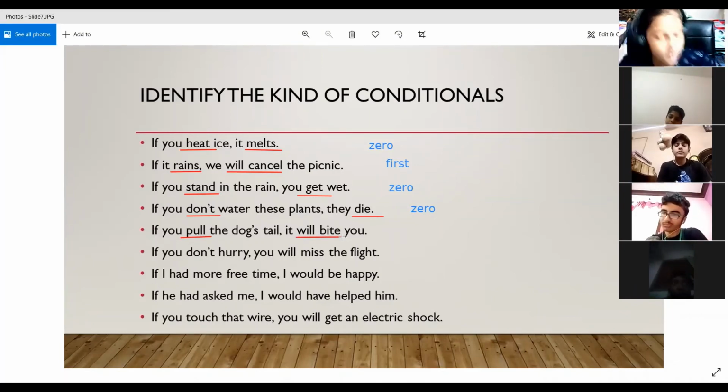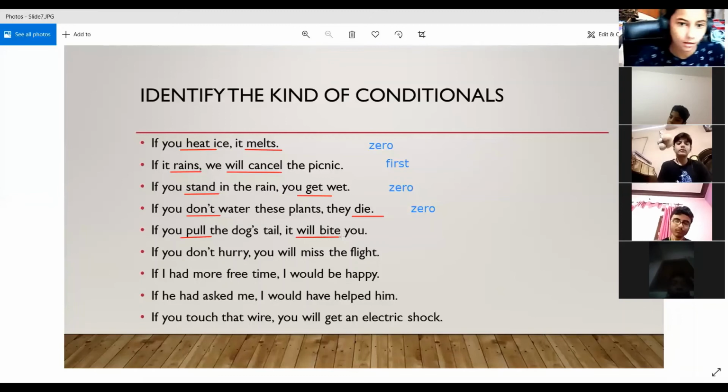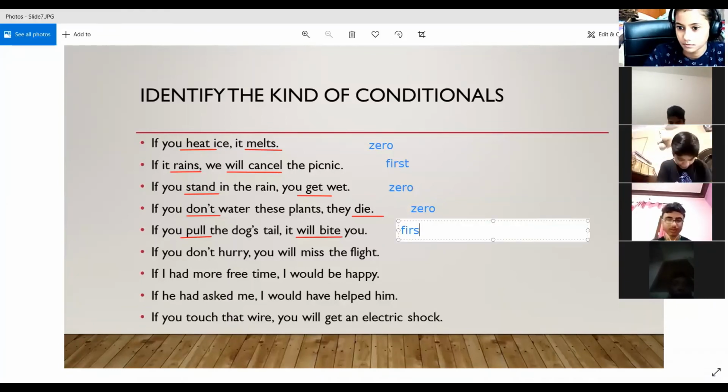And this is stating that a condition is being put up: if you are going to pull the dog's tail, it will bite you. So this is the case of first conditional. Yes, sir. Thank you, sir.